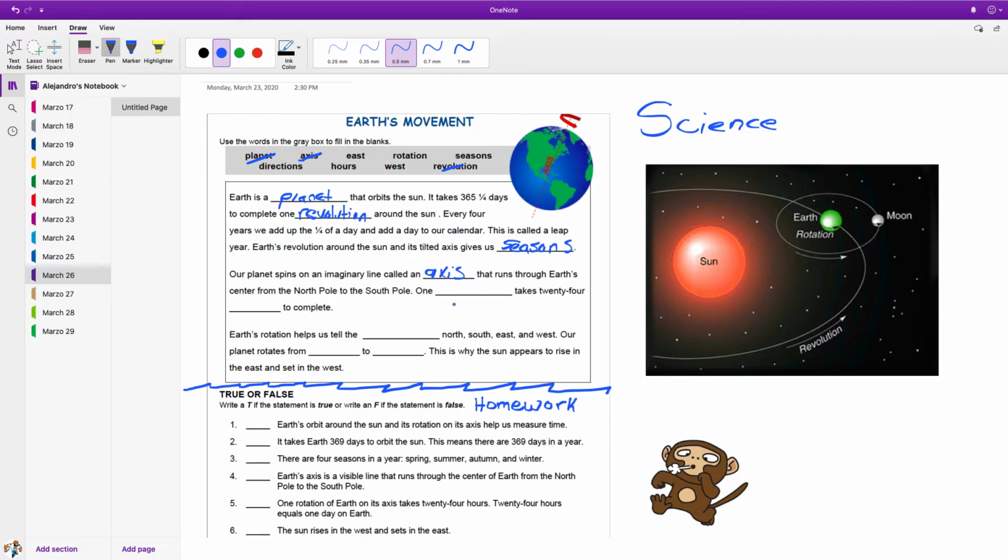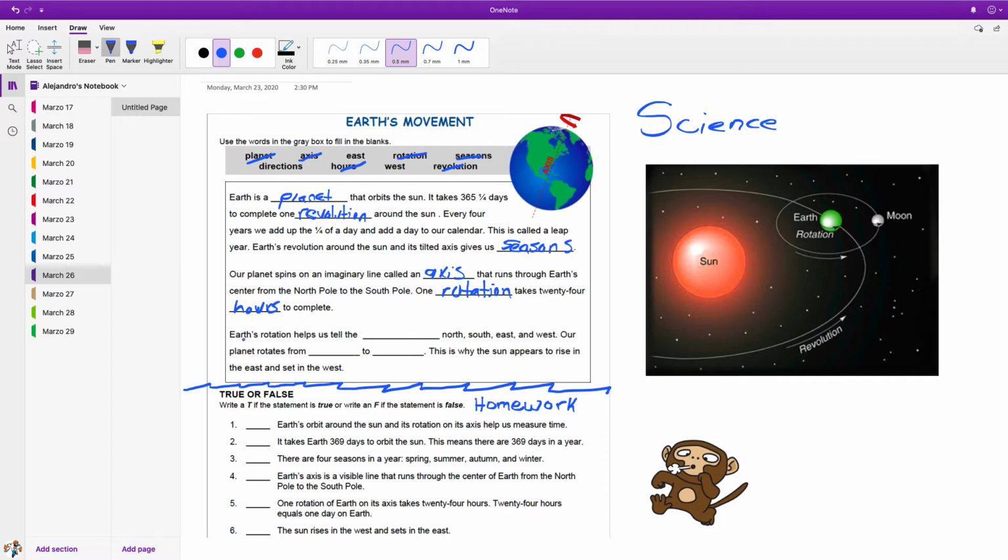What's that, guys? One rotation takes 24 hours to complete. Good. So I'm gonna cross out seasons as well, rotation, and hours. So we have 3 left. Let's go ahead and continue with the third paragraph.